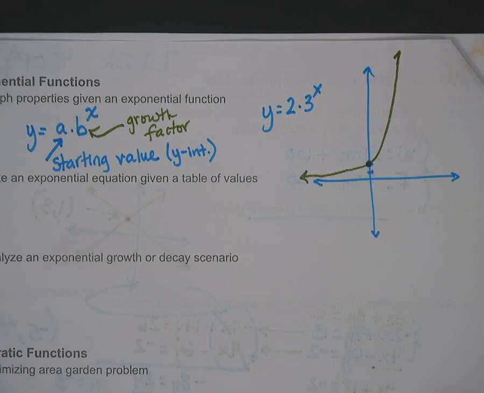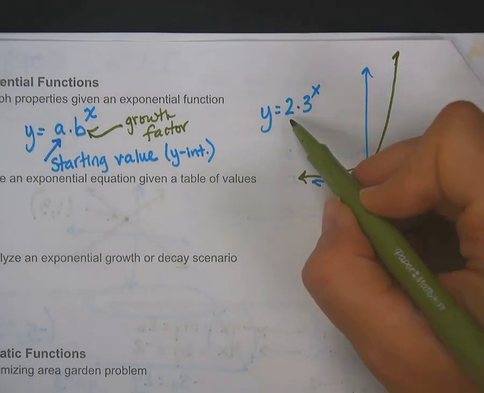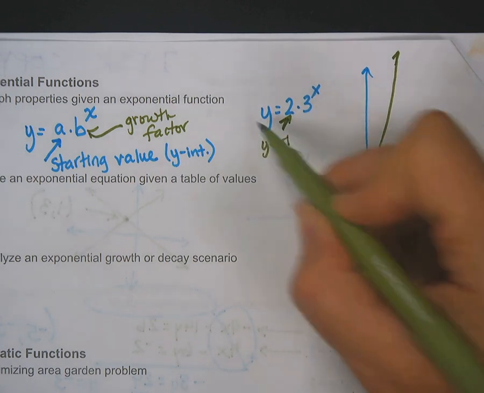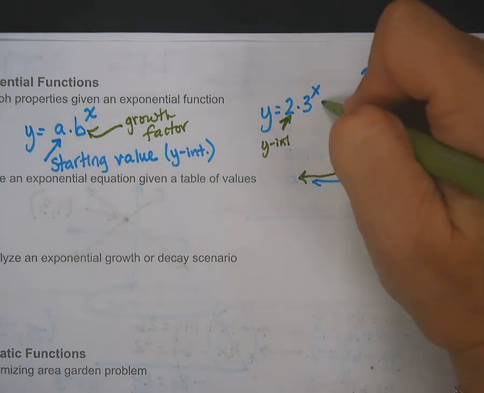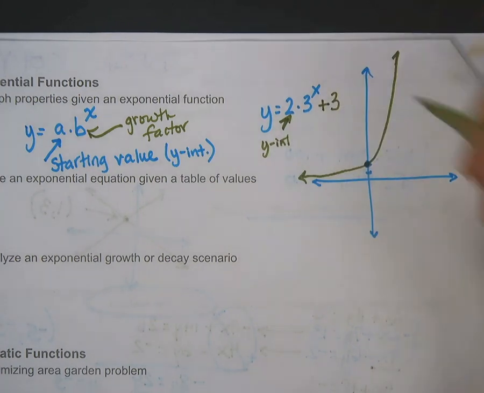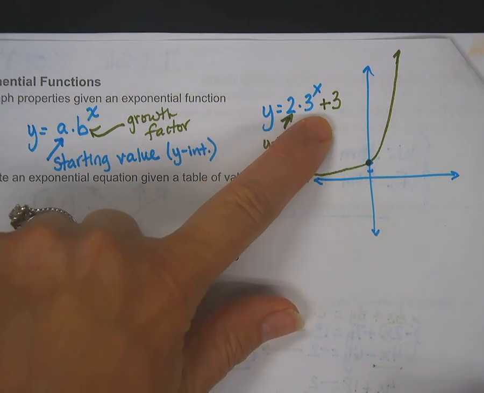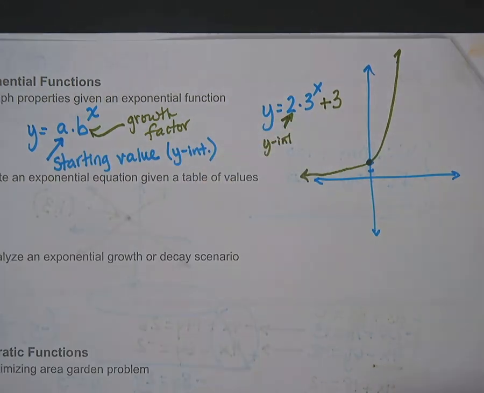Okay, now this gets complicated because this is the y-intercept when it's in this form. But what would happen if I added 3 to the graph? So think about what you've done with quadratics. What happens to the graph when we add 3 to the end? It shifts it straight up 3.